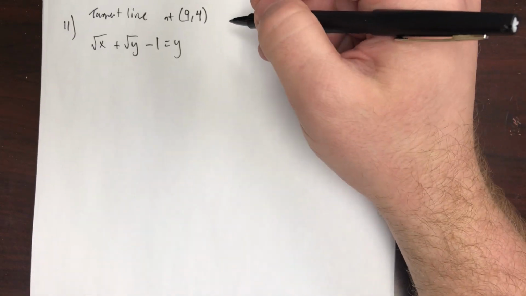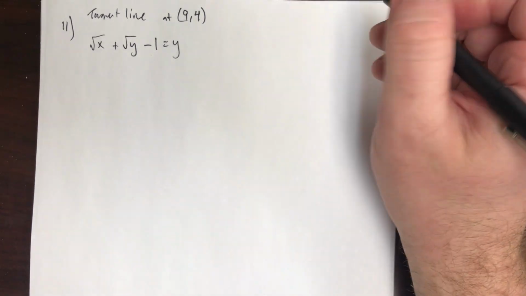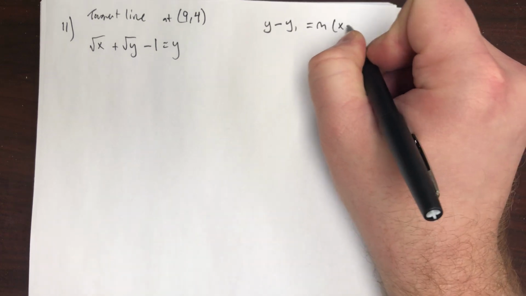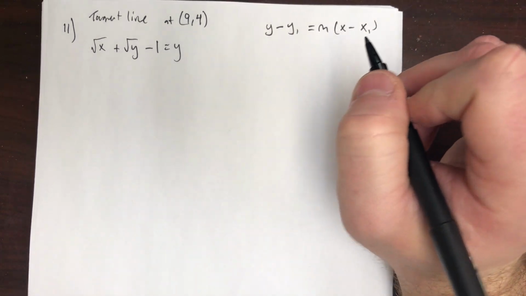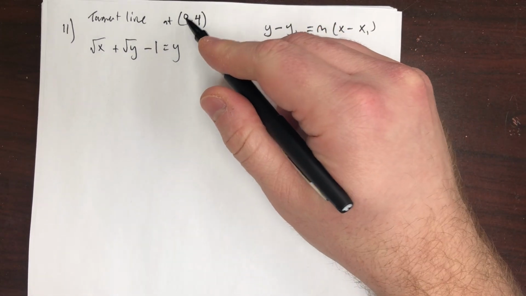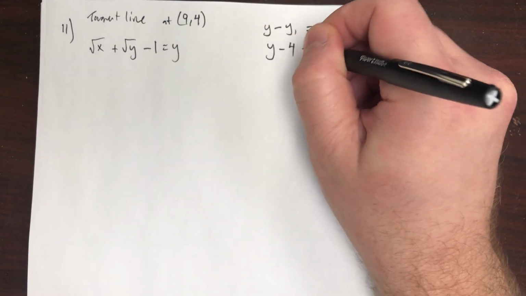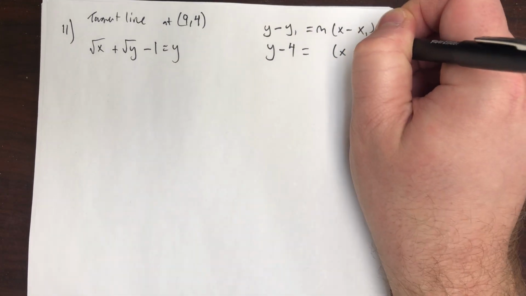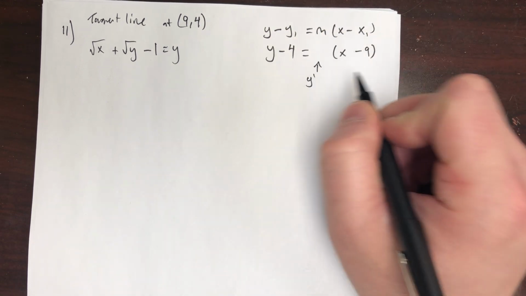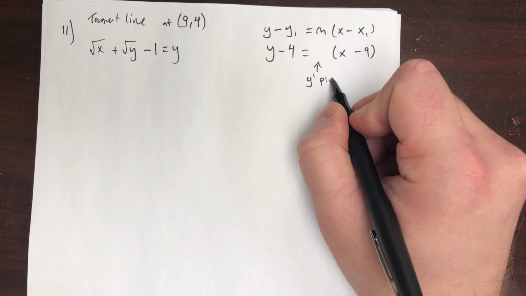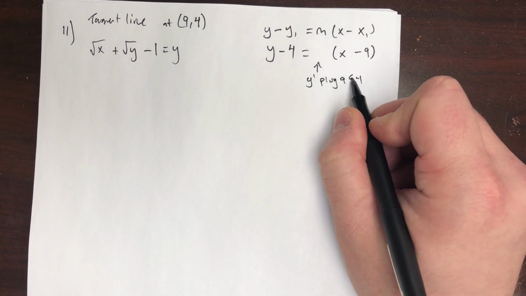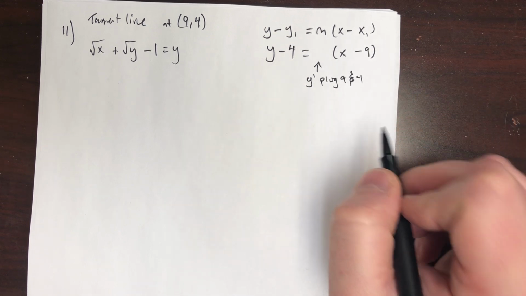Just a reminder, for the tangent line I'm going to use point slope form: y minus y1 is equal to m times x minus x1. I already know the y and the x, so I can say y minus, I almost wrote 9, be careful, that's the x. y minus 4 is equal to m times x minus 9. All I need is m, and I'm going to get m by finding y prime, and then I plug in 9 and 4.